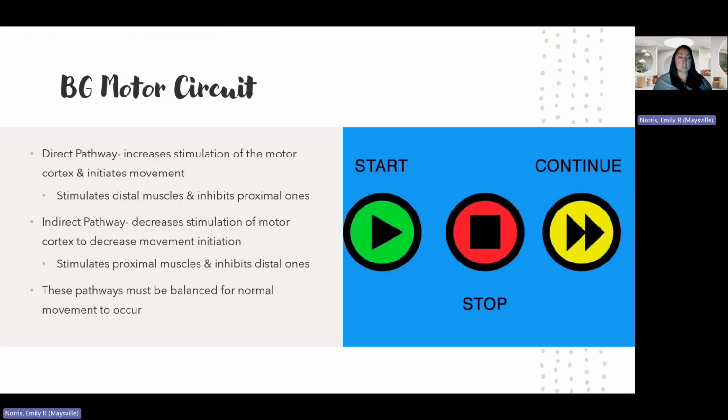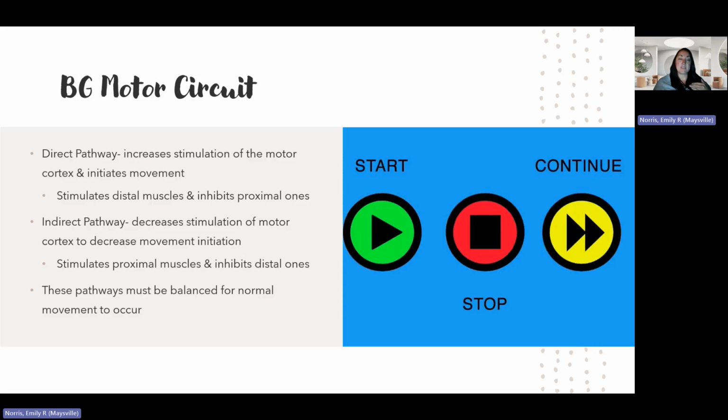That motor circuit I was talking about has a direct and an indirect pathway. The direct increases stimulation of the motor cortex and initiates movements. It helps with distal muscle movements and it inhibits proximal muscle movements. The indirect pathway decreases the stimulation of the motor cortex so that it decreases movement initiation. So it stimulates proximal muscles and inhibits distal ones. So the direct pathway helps with your distal muscle movements, and the indirect helps with your proximal muscle movements.